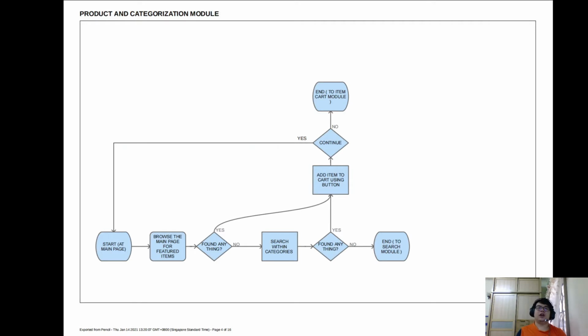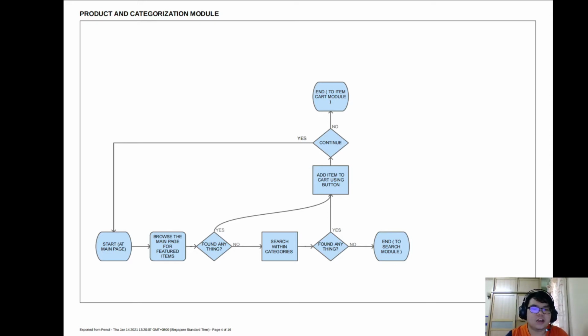Now to the product and categorization module. This is the page which contains the two main things. Our main page, which normally shows featured items that they normally buy, and similar shops selling the same items and such. Do they find anything? If yes, they can use the add item to cart button and choose whether to continue to find more things or end this process and go to the item cart module.